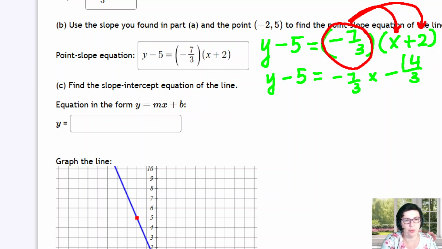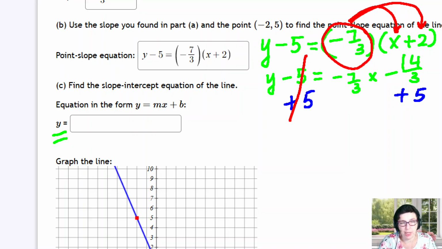Okay, so we're almost done, but we have this -5 on the left. We want to write an equation so that y is by itself, y equals. So we need to get rid of that -5. So how do we do that? We need the operation that's opposite to subtraction, which is addition. So we're going to add 5 to both sides. That is going to cancel it on here. And then we've got -7/3 x. And then this -14/3, we need to add 5 to that.